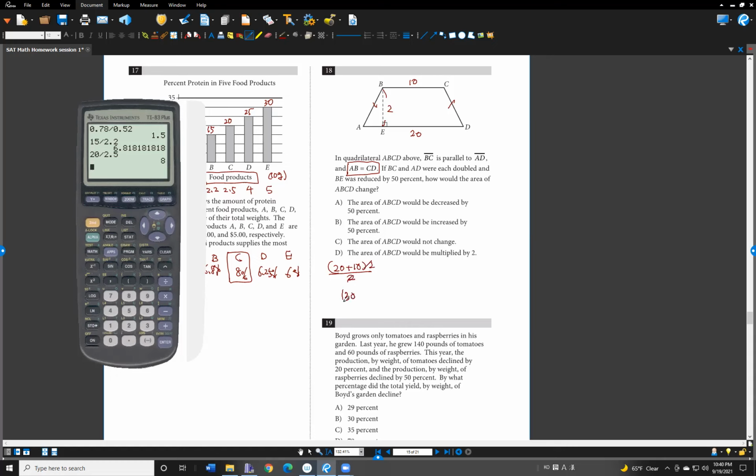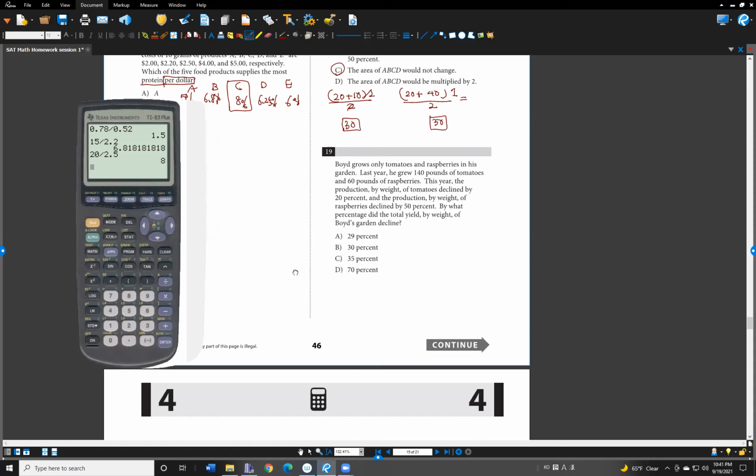30 is the area. Now let's change their dimensions. BC, AD doubled, 10 doubled is 20. AD doubled is 40, but height is 50% reduced, half. This is height. Half is what? 1, isn't it? And divided by 2. 60 divided by 2 is still 30. Okay, area doesn't change. Okay.